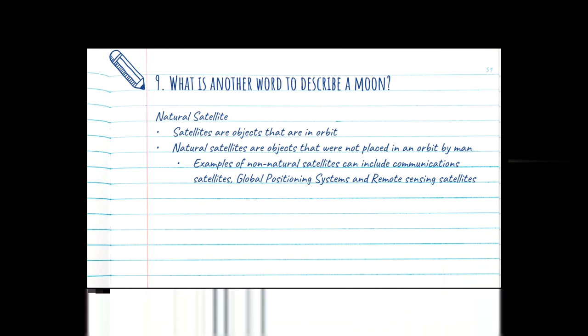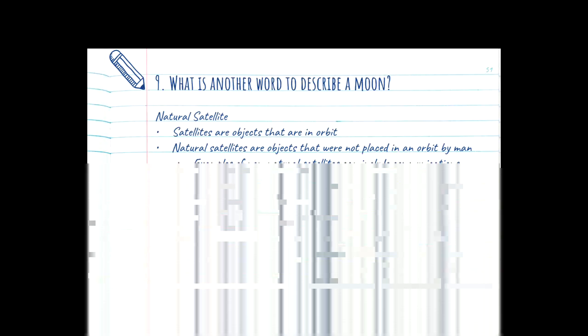We didn't put them there, so there are some satellites that humans have put in there, like our global positioning systems and remote satellites. There's lots of different organizations that have been studying space, and we've been putting stuff up there to track stuff. But the moon is one of those ones that we as humanity have not put in there. It was already there, and it's orbiting around planets generally.